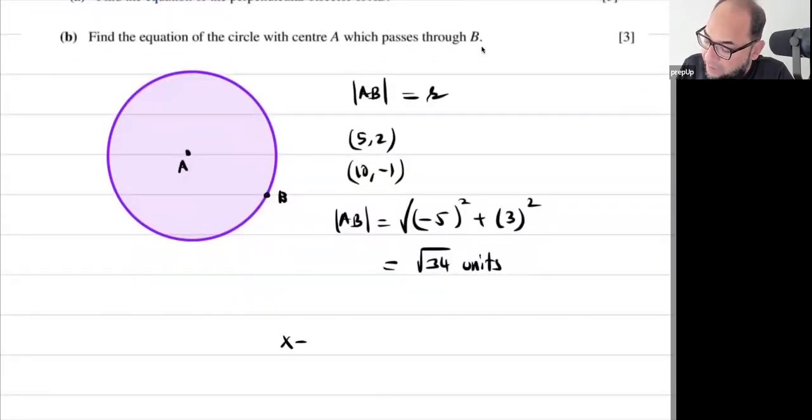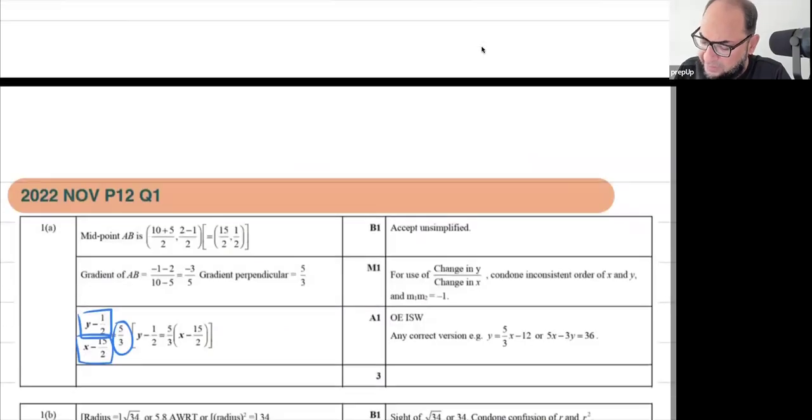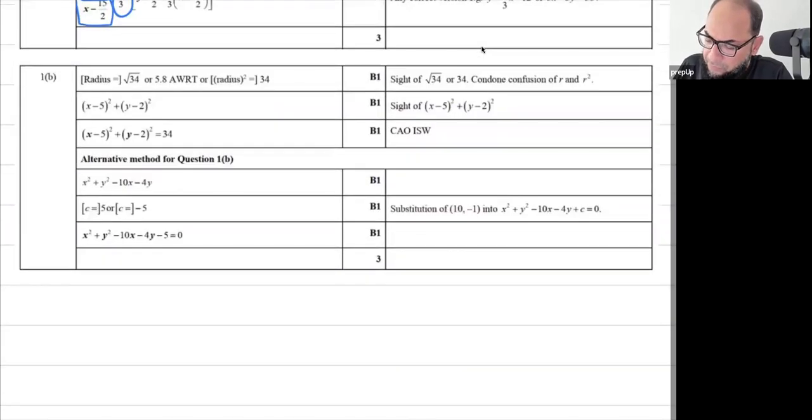So (x minus 5) whole square plus (y minus 2) whole square is equal to root 34 square, which will become 34. And I think that was a pretty basic question. That it is.